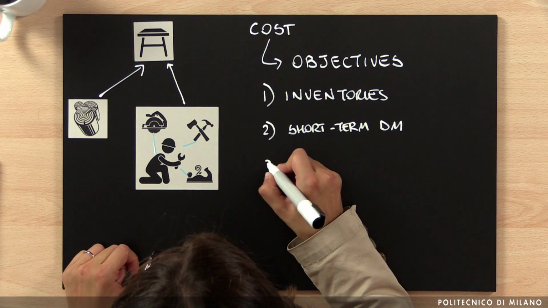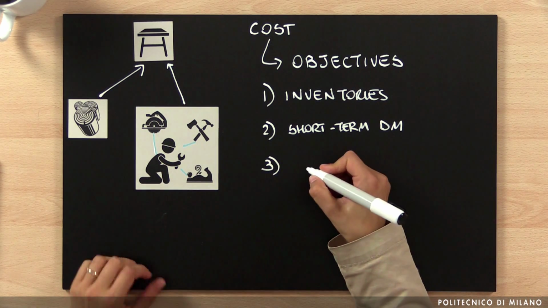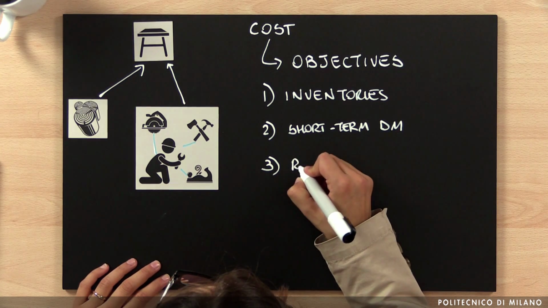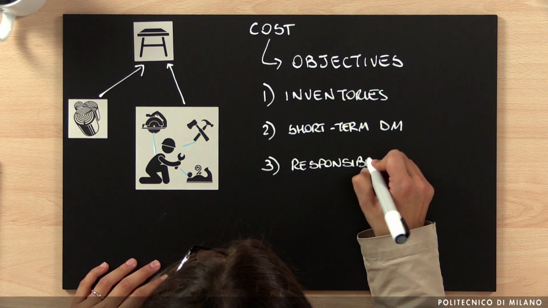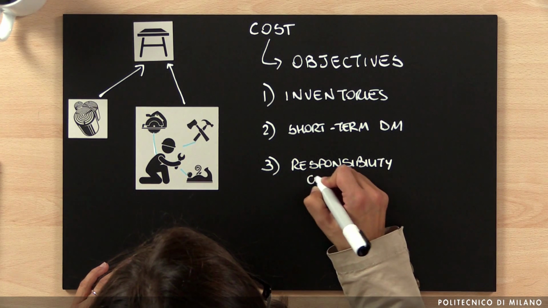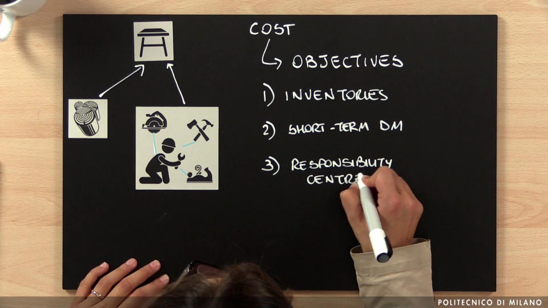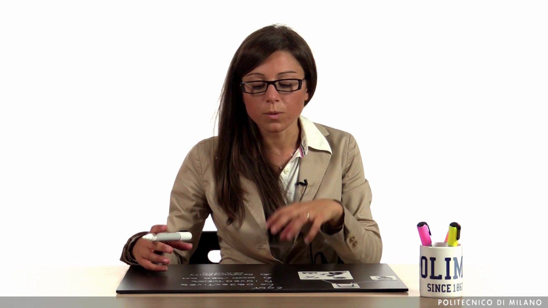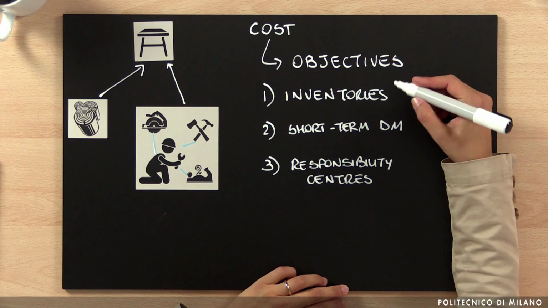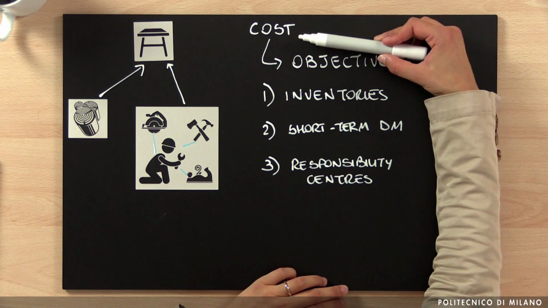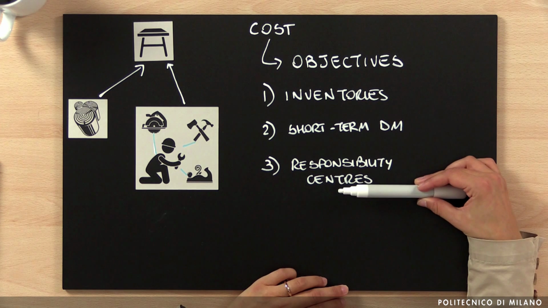And then the third objective of dealing with cost is represented by the evaluation of the so-called responsibility centers. Responsibility centers can be defined as the organizational units that we have inside the enterprise, and we can use data about costs in order to measure and evaluate the performances of these organizational units. So we can say that management accounting deals with data about costs in order to support these three different kinds of activities.